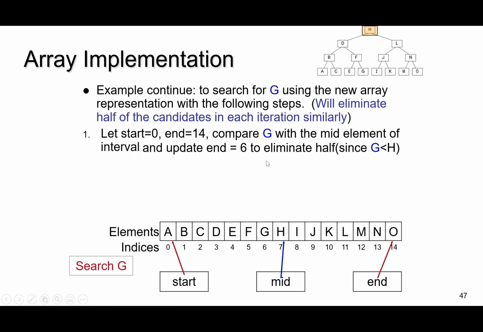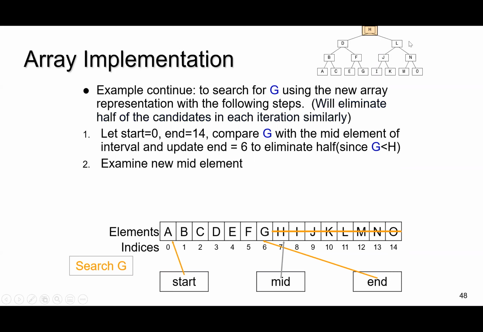Then I need to change my n. It means the boundary that I'm going to search now is within 0 to 6 only, and this part here, from index 7 to 14, I can totally ignore. Just like here, I go to the left of H, I don't go to the right of H. For binary search, it's also the same. I change my n to mid minus 1, which is 6.